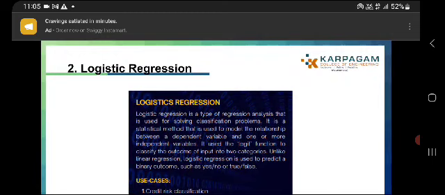Logistic regression is similar to linear regression except in how they are used. Linear regression is used to solve regression problems and predict continuous values, whereas logistic regression is used to solve classification problems and predict discrete values.